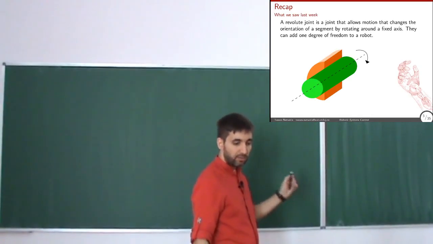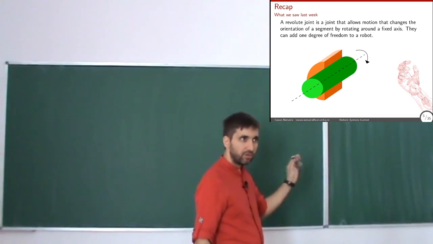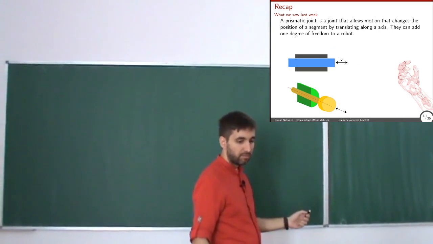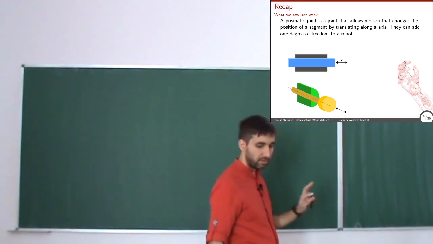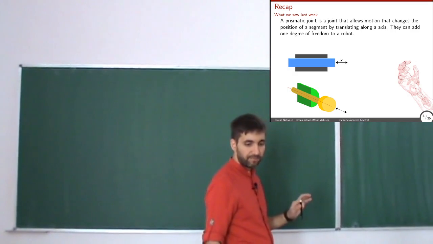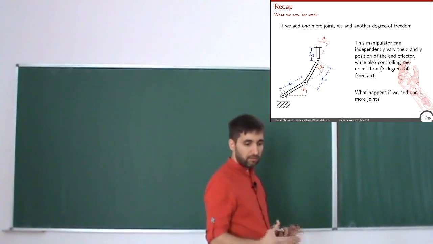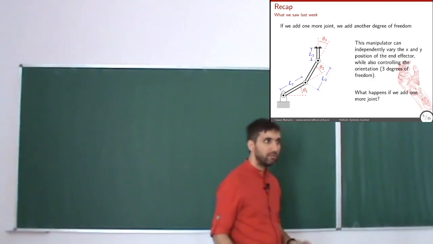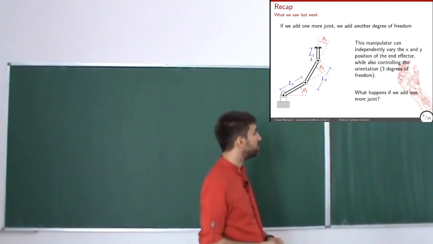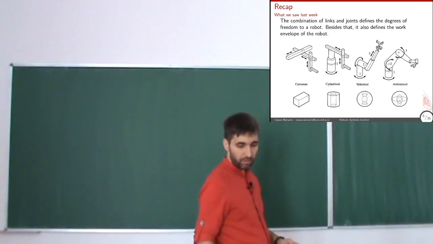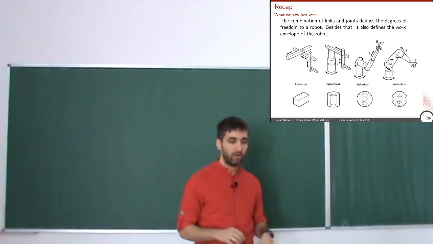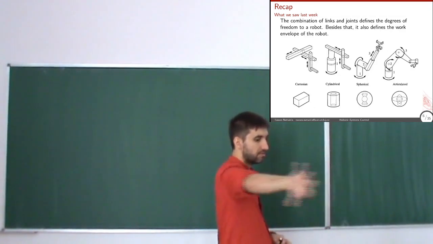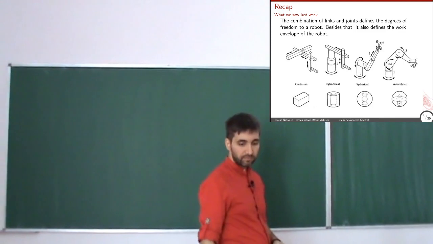Bit of background, again, what we saw last week. We talked about these revolute joints. Remember, they're called revolute, not rotational. We talked about prismatic joints, which allow translation in 1 degree. And that usually when we add joints, we get extra degrees of freedom. Not always, sometimes, depends. And we talked about this concept of the work envelope of the robot, so the area that the robot can reach with its end effector.